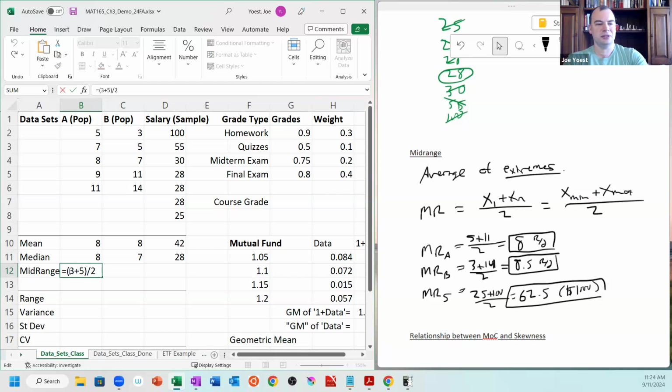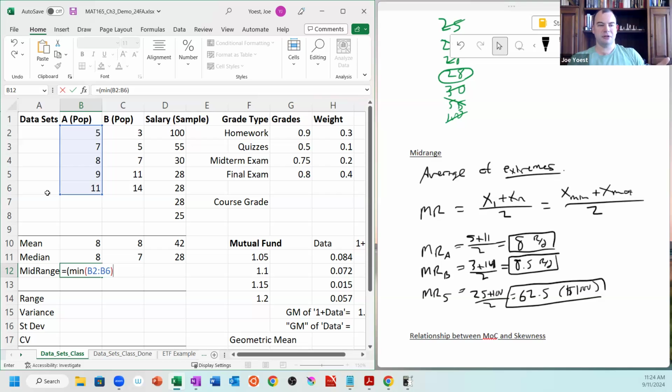So I use my parentheses. What do I want to put in the numerator? I want the minimum of the data set plus the maximum of the data set. The minimum is calculated as min of these cells and parentheses.